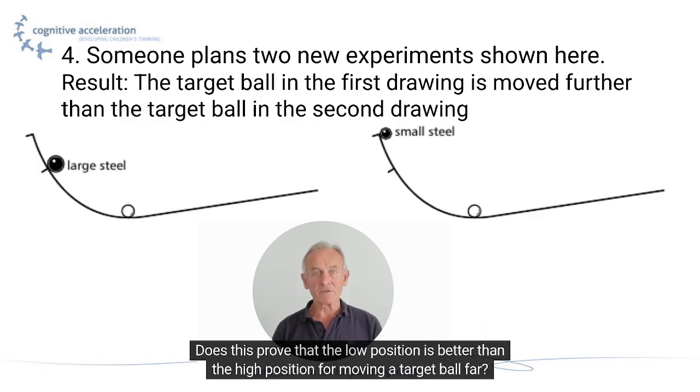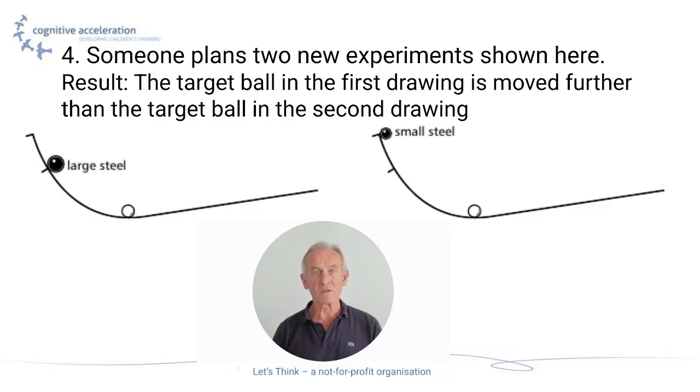Does this prove that the low position is better than the high position for moving a target ball far? Yes. No? I do not know. Choose one. Why do you think this?